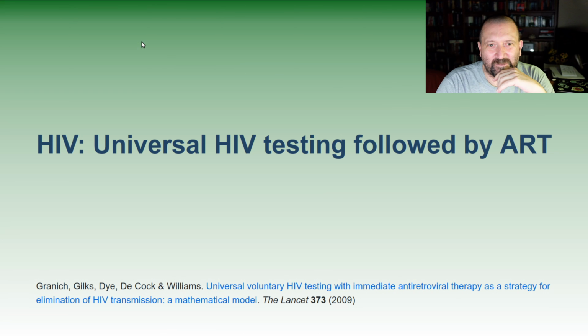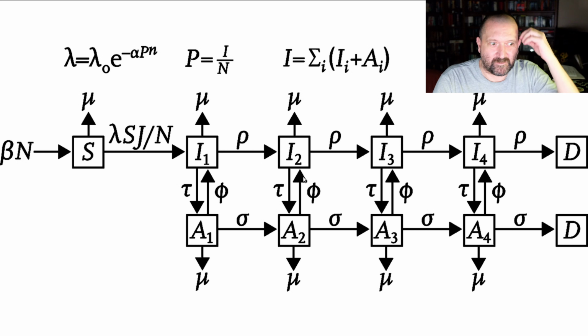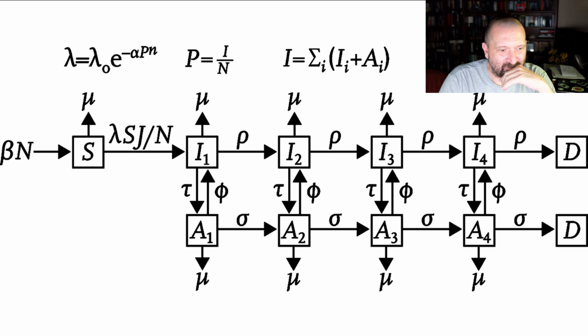The next model that I wanted to look at is a much more recent model, and it has to do with HIV testing. Here, the model has, so I have to look at my explanations. They appear in the slide notes. So these are the different stages of HIV, okay? And the different stages of being on antiretroviral therapy.